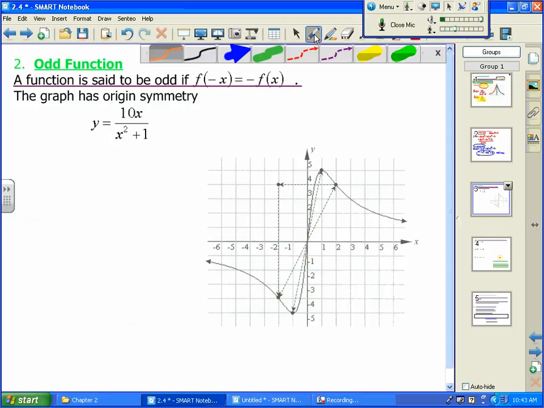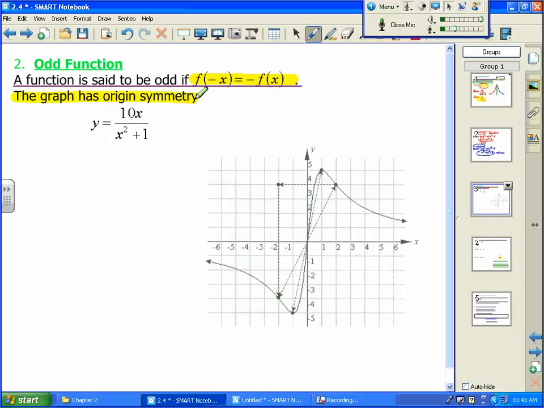Let's look at odds. A function is said to be odd if f of negative x is equal to negative f of x. And what we say is these graphs have origin symmetry. Remember, the origin is the 0, 0 point of our Cartesian plane.